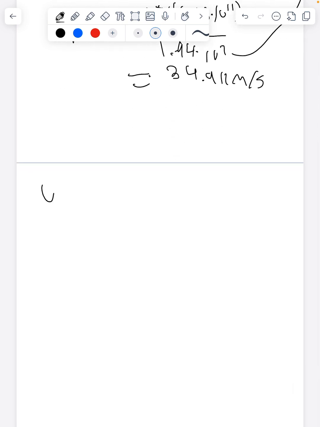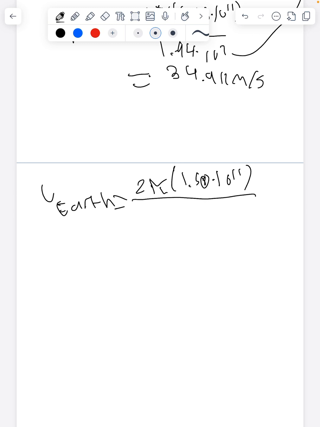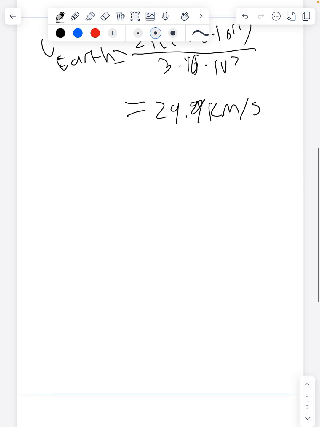And for Earth, it'll be 2 pi times 1.50 times 10 to the power of 11. These are also given in the graph. And that'll be over 3.16 times 10 to the power of 7, which would ultimately equal 29.9 kilometers per second once you put it in your calculator.